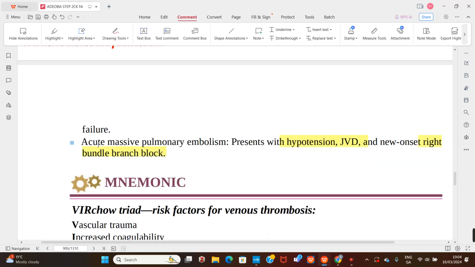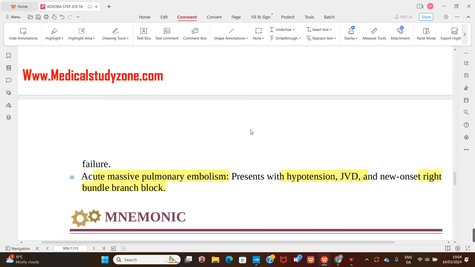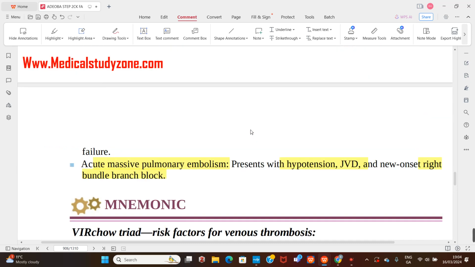Then for massive one, you need to watch out for the two conditions. These two, you might not get RBBB, but if you see it, it's fine. It's good to know it. But these two are very common. So somebody having sudden onset dyspnea, sudden onset difficulty in breathing, pleuritic chest pain, tachypnea, tachycardia with cough.